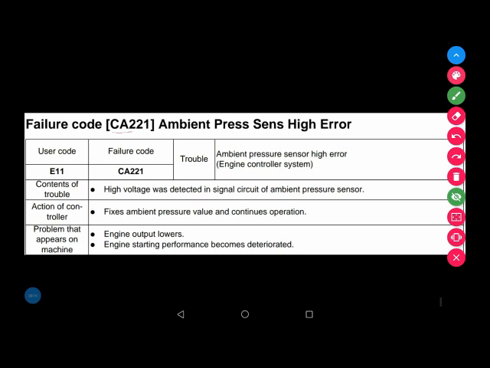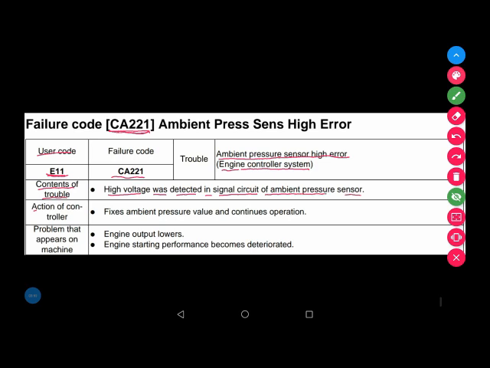What is the second code? If the code CA221 appears, the user code E22 appears, and the code CA22A appears, then what will happen? Ambient pressure sensor high error. This code is also related to the engine controller system. And what was the trouble? The trouble is that high voltage was detected in the signal circuit of the ambient pressure sensor.